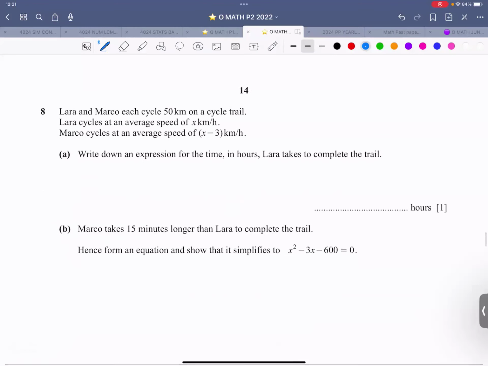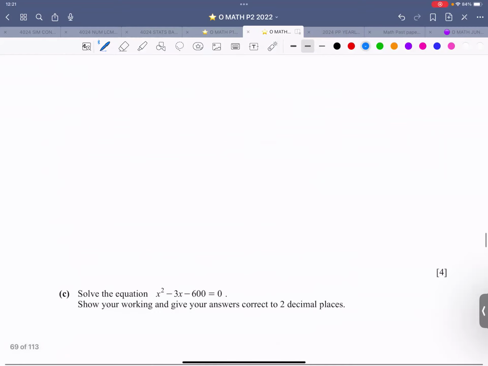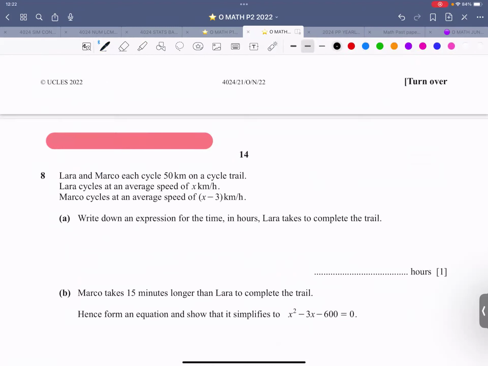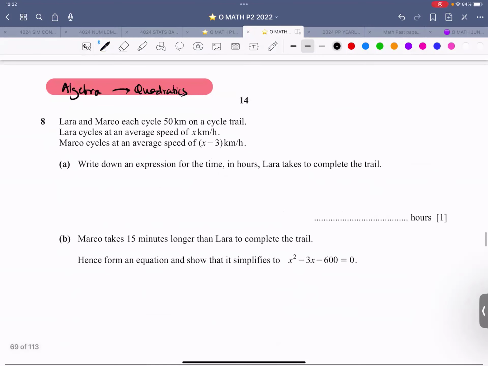Now question number 8. This looks like algebra and quadratics, the speed time thing. So let me highlight this. This is algebra, and in algebra, we are focusing on quadratics. Lara and Marco each cycle 50 kilometers on a cycle trail. Let me first write distance as speed into time. If I'm making time the subject, that is distance divided by speed.